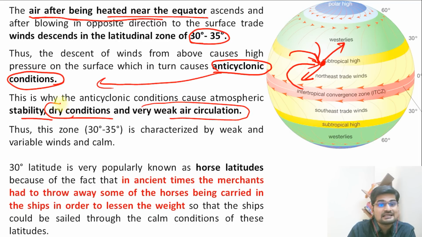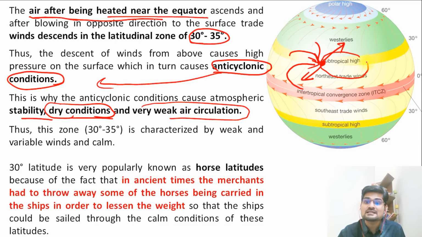Now, because of this dry condition, a very peculiar thing happens here. Most of the world's major desertic conditions are found here. Remember, this was also a question sometime back in the civil services examination, that why these major belts of deserts are there. This is the reason, because they are warm and dry.